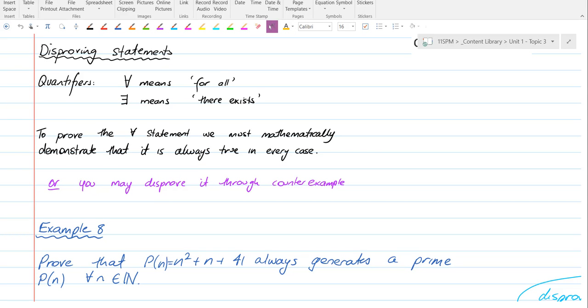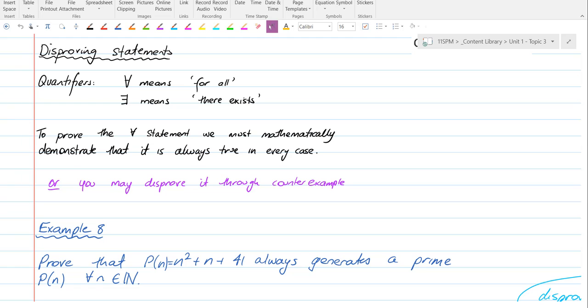Disproving statements. I'm going to talk to you about these two quantifiers, which you have seen before. In mathematics, for some reason, if we flip a capital A upside down, it means for all. And if we flip a capital E backwards, it means there exists. I'm not actually aware of many other cases where we do some sort of rotational reflection on common letters to get something, but you're welcome to become a famous mathematician and invent some stuff if you want to.